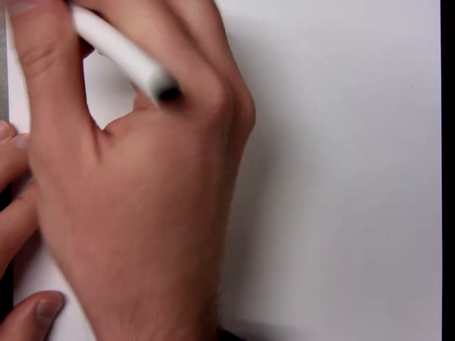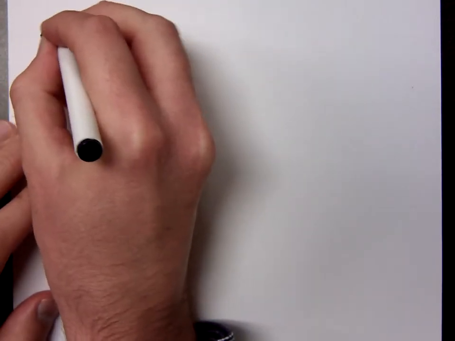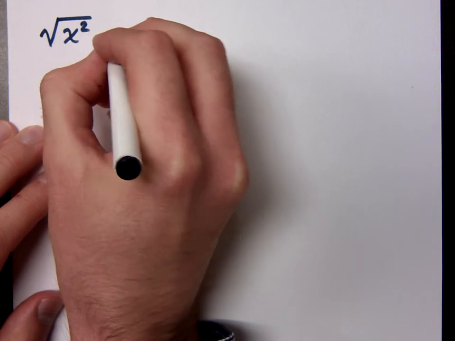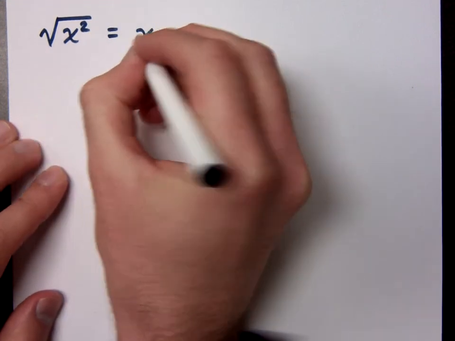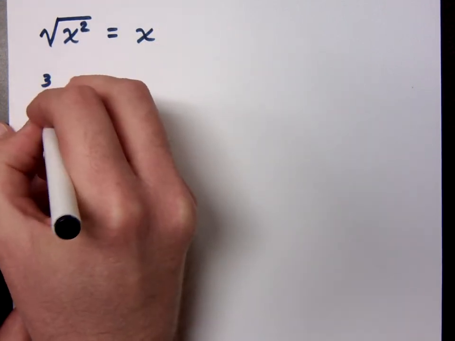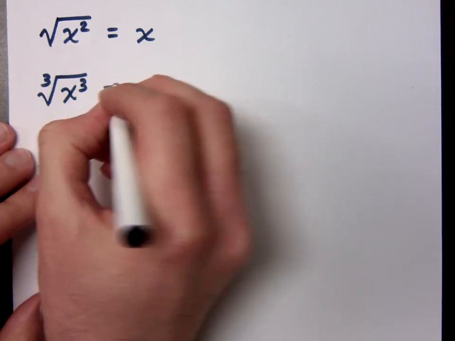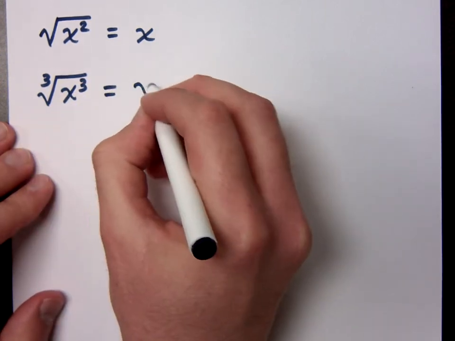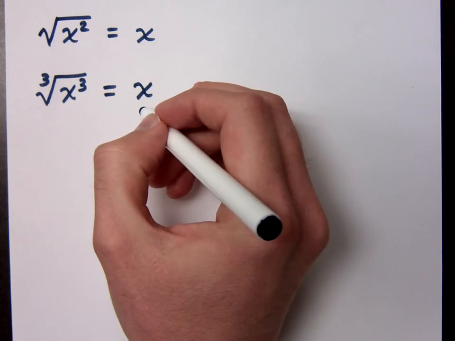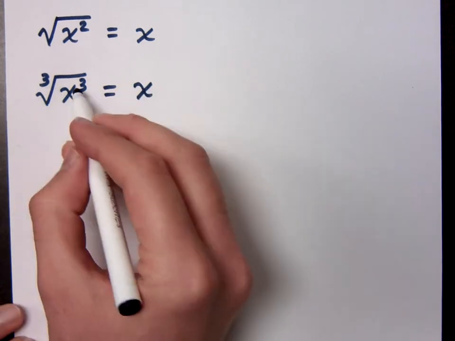So now that we've seen how much fun things can be, if I were to do the square root of x squared, what is that again? That's x. And so that means if I were to do the cube root of x to the third, what would I get? X to the third. I would just get x, right? Because see how they match up?